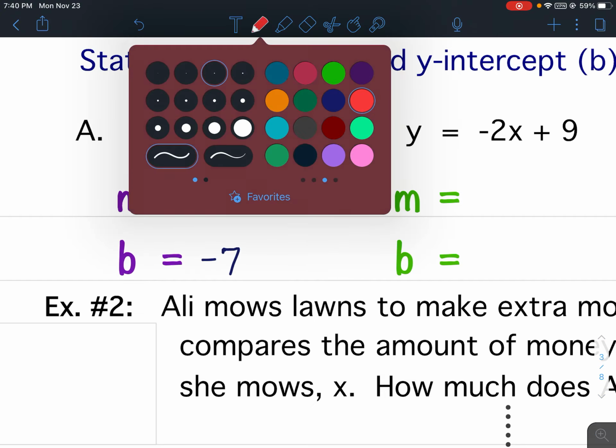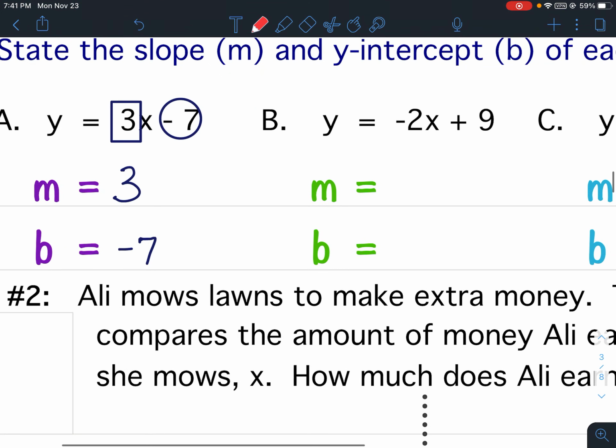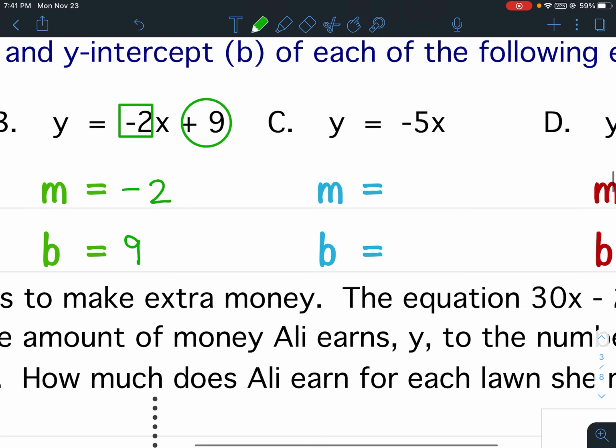For B, the slope is in front of x. So my slope is -2. My y-intercept is +9. Slope is in front of x, y-intercept is behind x.